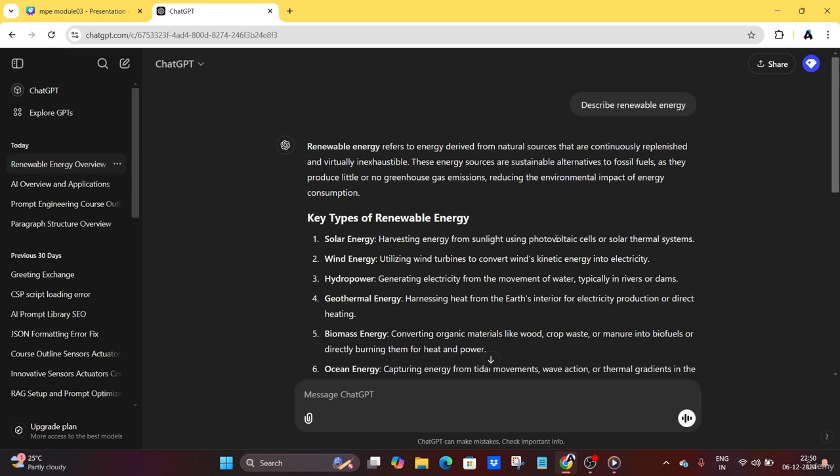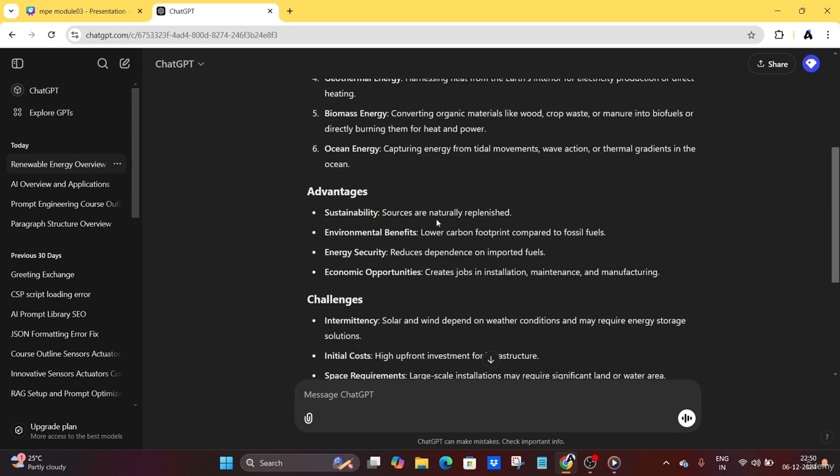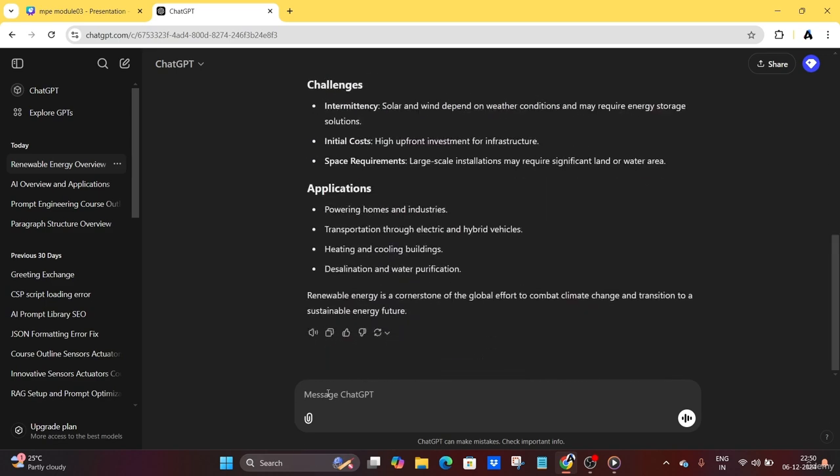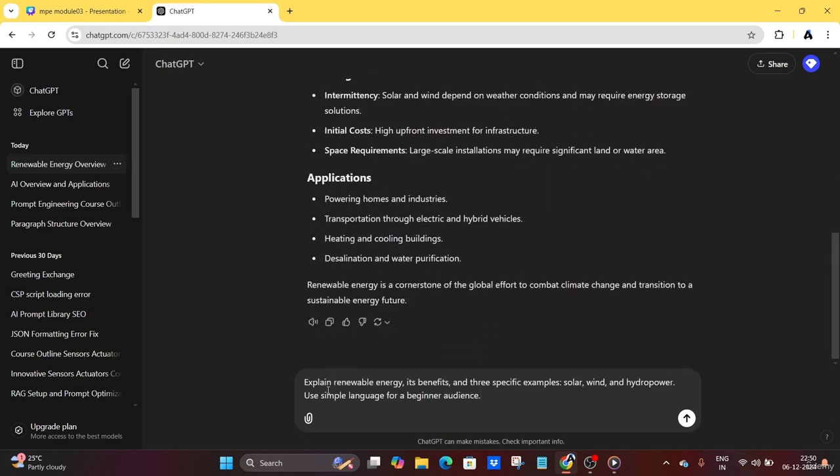So for that I have to go to Google and write the meanings of replenished and inexhaustible. To avoid this, I will write a prompt like this. I have copied that, so I will just paste it here: explain renewable energy, its benefits, and three specific examples: solar, wind, hydropower. Use simple language. This is most important.